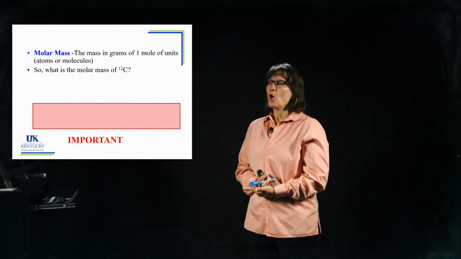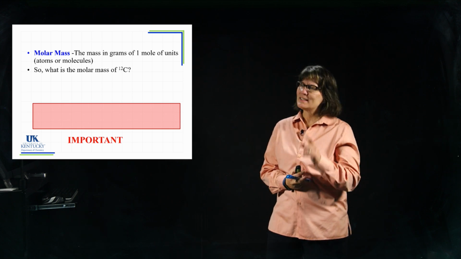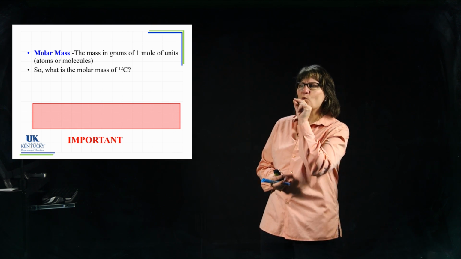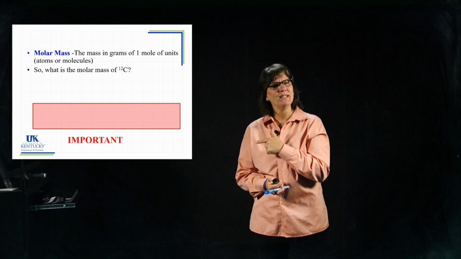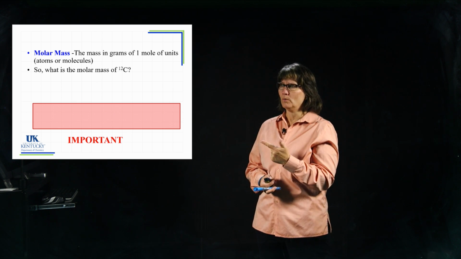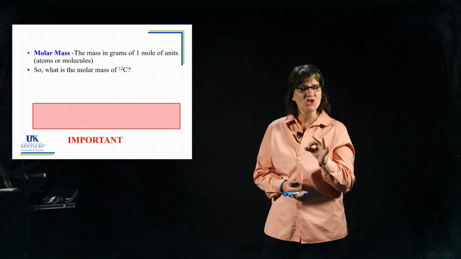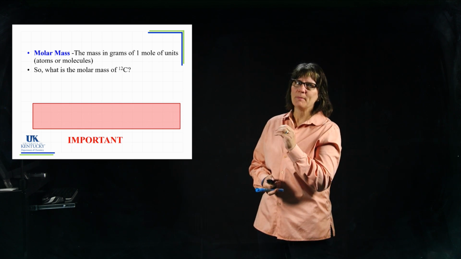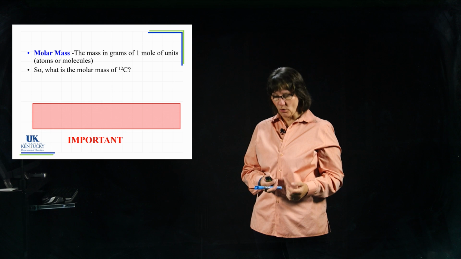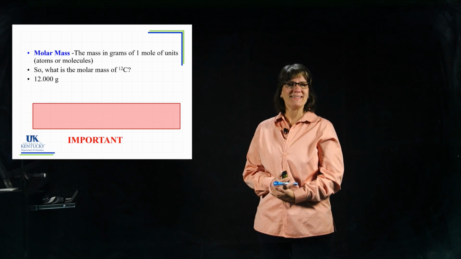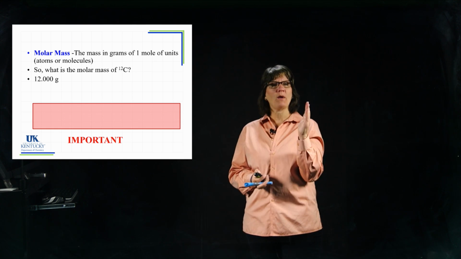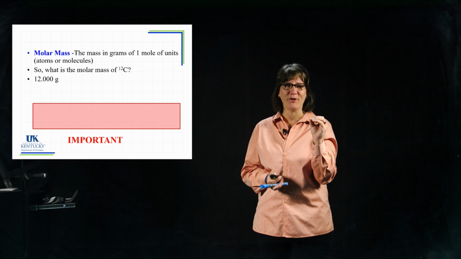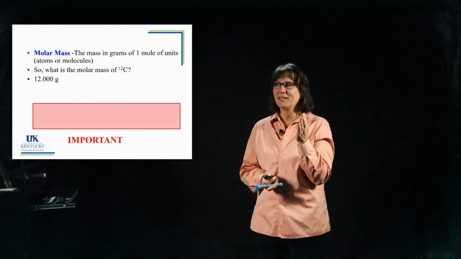So, the molar mass of carbon-12. It says here that the molar mass is the mass in grams of 1 mole. Well, look back at the definition of a mole. A mole, by definition, is how many atoms are in 12 grams of carbon-12. So that's its molar mass. We wrap right back around. You might want to stop and ponder what I just said. Listen to it again.